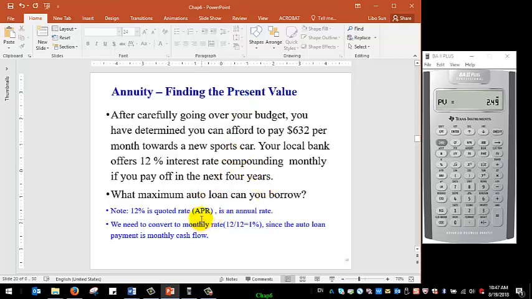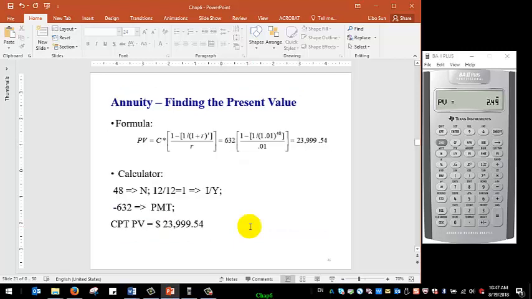A note of caution regarding the interest rate. The bank always quotes you the annual rate, APR, 12%, but you are paying monthly cash flow. So to do this, you have to convert the annual rate to the monthly rate for your calculation. So in other words, here we use a monthly 1%, and we use 48 months. Using the financial calculator, we will put 48 into N, 1 into I/Y.